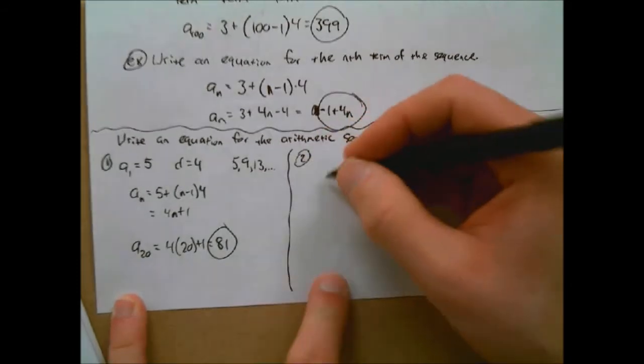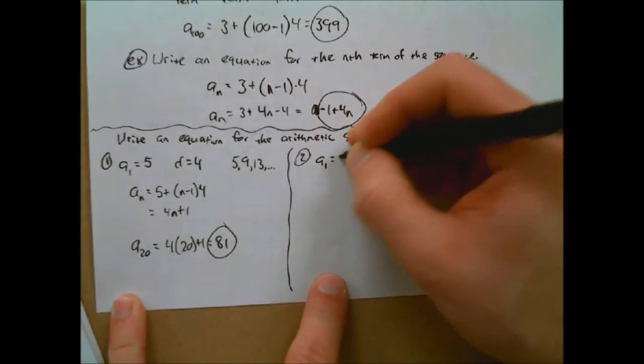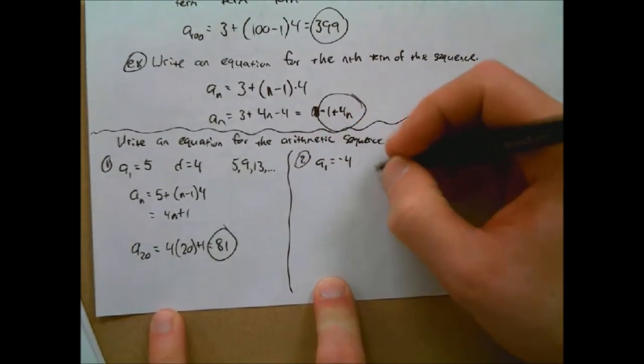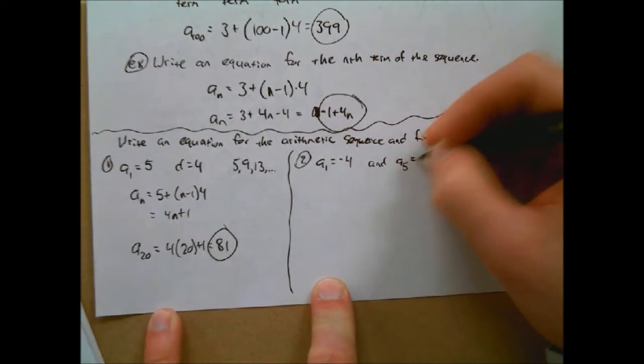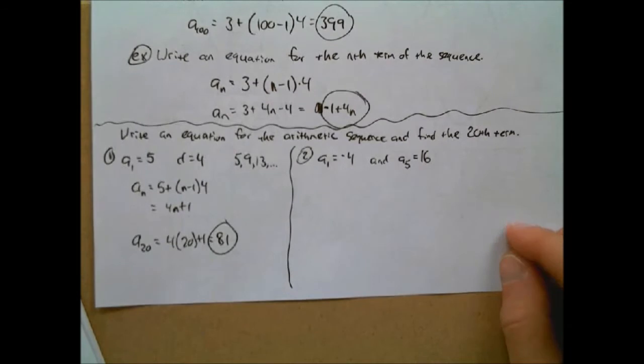Easy peasy. Well, let's try another one. A sub 1 is equal to negative 4, and A sub 5 is equal to 16. All right, so now what information are we given here?